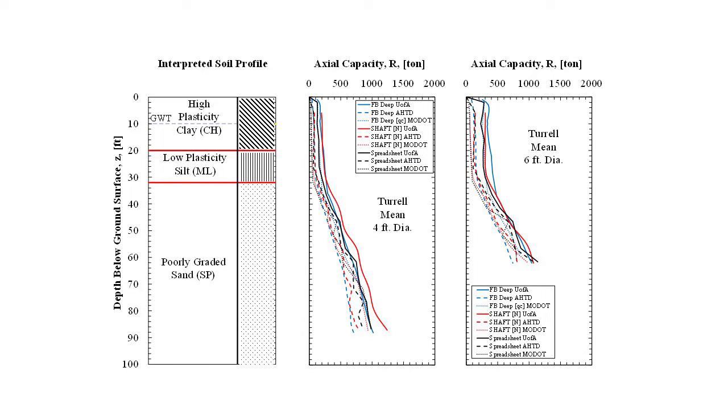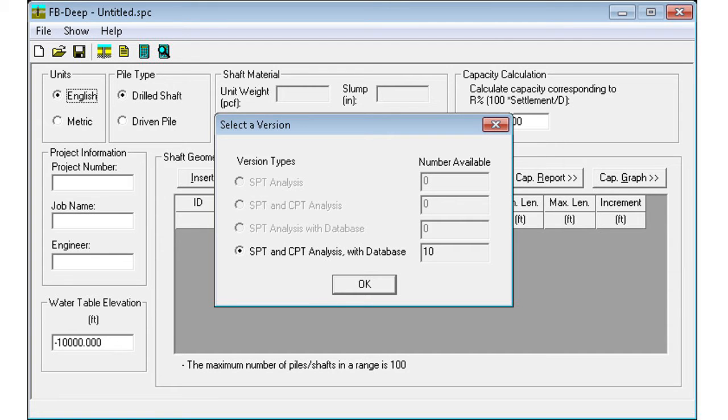The axial capacity is then determined within the FBDeep program by using the relationships developed by Schmertmann, 1978, Busamiti and Gianicelli, 1982, and Bloomquist et al., 1992. So how do we use the FBDeep program?